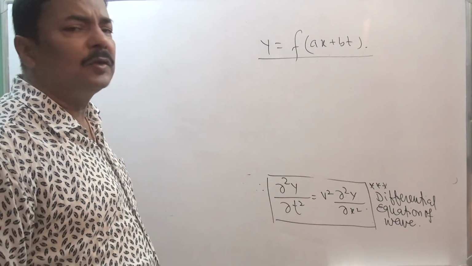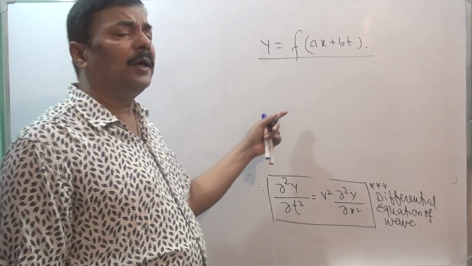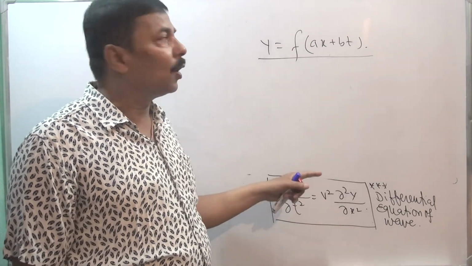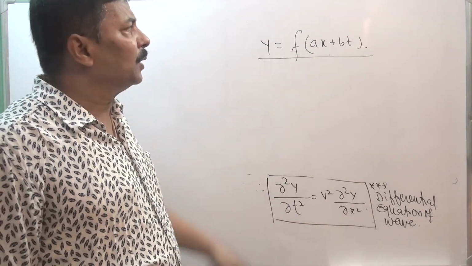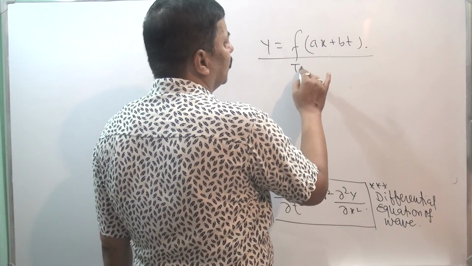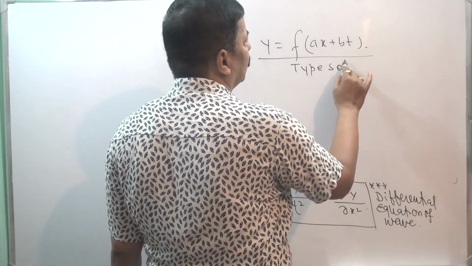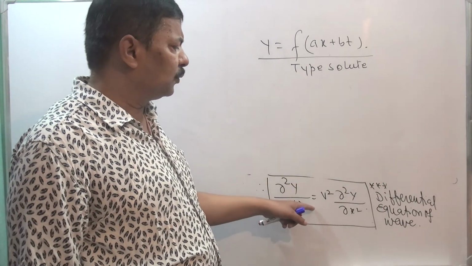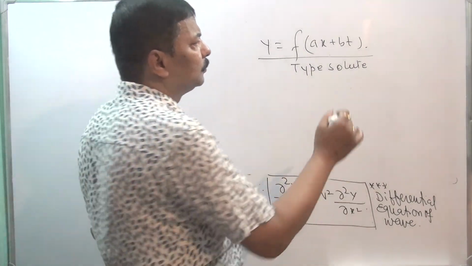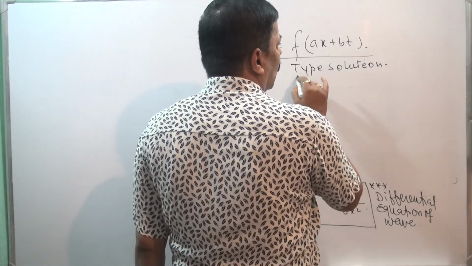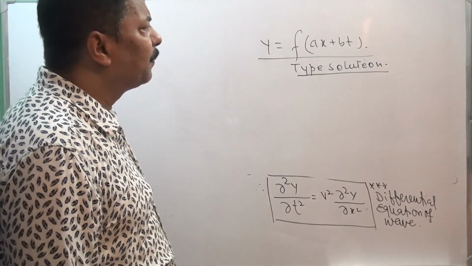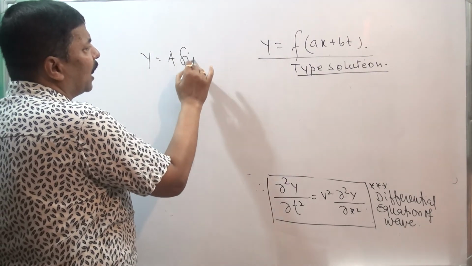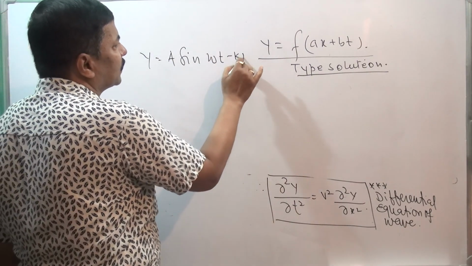So by looking at the solution only, looking at the wave equation, you can say whether this will satisfy this equation or not. If the solution is of this type, you will see that this will have the solution of this type of differential equation. For example, I have discussed y is equals to a sine omega t minus kx.